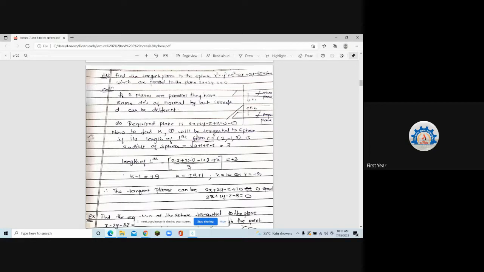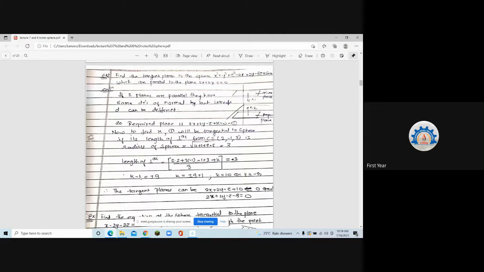Then what is the point? What is the point that is lying on that normal line? Center of this. So what's the center? Center is nothing but minus u, minus v, minus w. So what will it be? 2, minus 1 and 3. Substituting this and comparing it with plus 3 and minus 3. So here, after simplifying you will get k minus 1 is equal to 3 into 3, that is 9. So plus or minus 9.